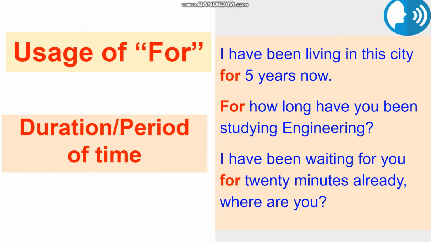For example, I have been living in this city for 5 years now. For how long have you been studying engineering? I have been waiting for you for 20 minutes already. Where are you? Wait a second. Notice how all those examples are using the perfect tense. For is often used when talking about time in this way.